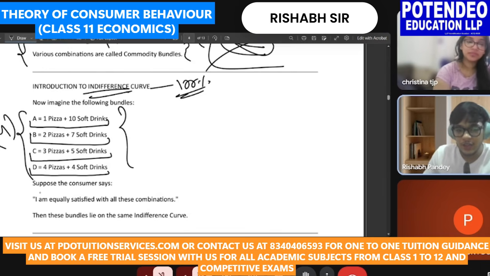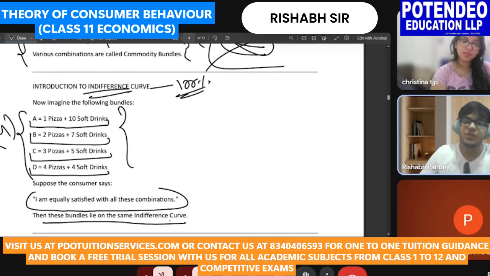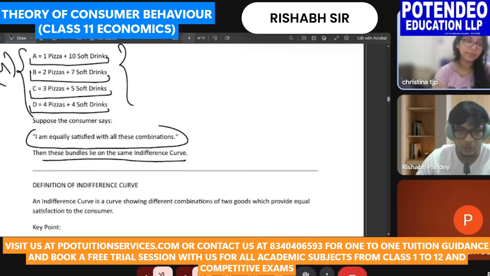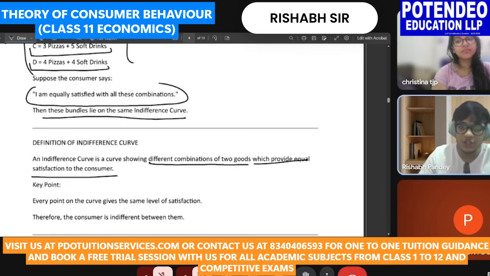Suppose the consumer says, I am equally satisfied with all these combinations. Then these bundles lie on the same indifference curve. Same, equal, no particular difference. Aren't these the same terms? I'm just using synonyms, right? That is the indifference curve. Got it? Now, definition, exam material. An indifference curve is a curve showing different combinations of two goods which provide equal satisfaction to the consumer.